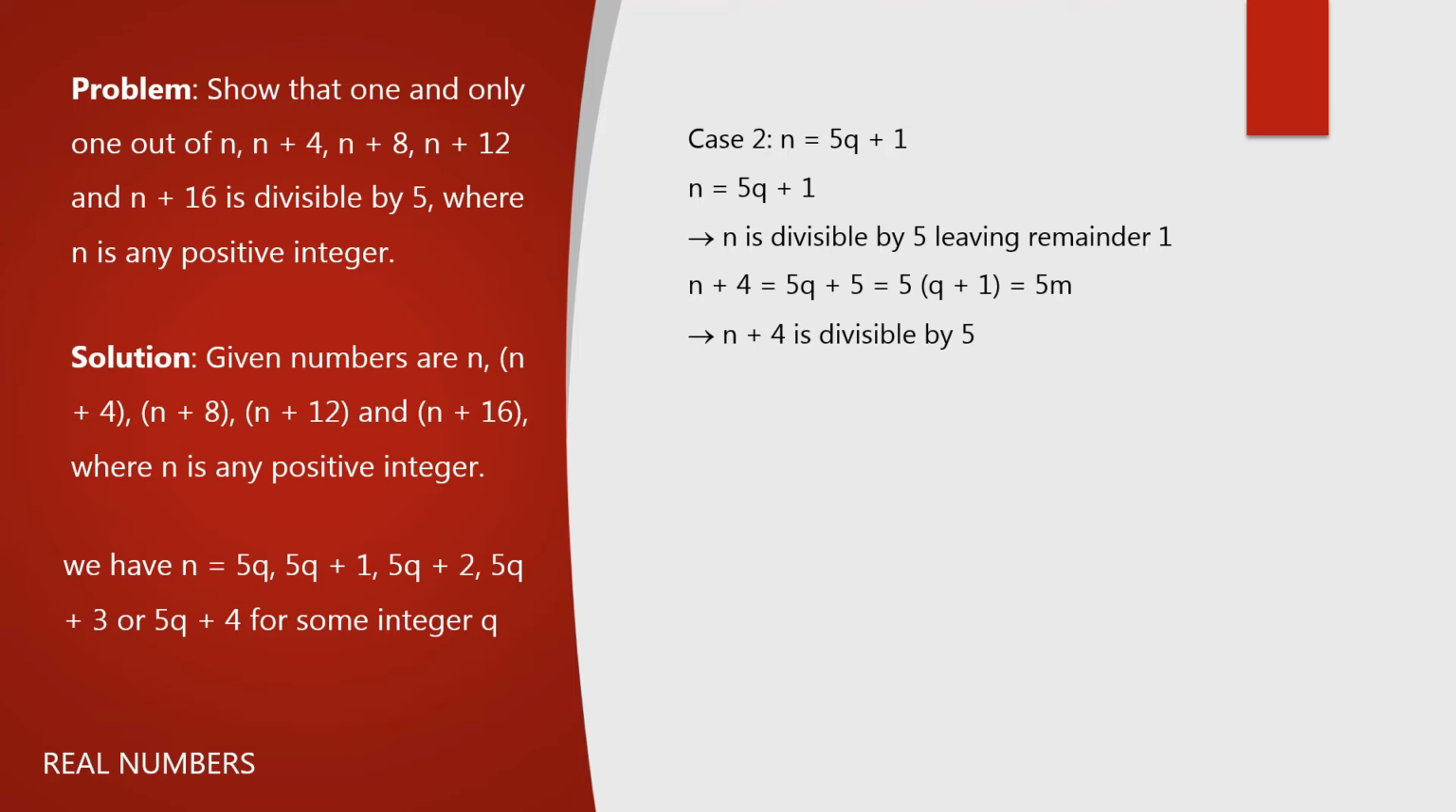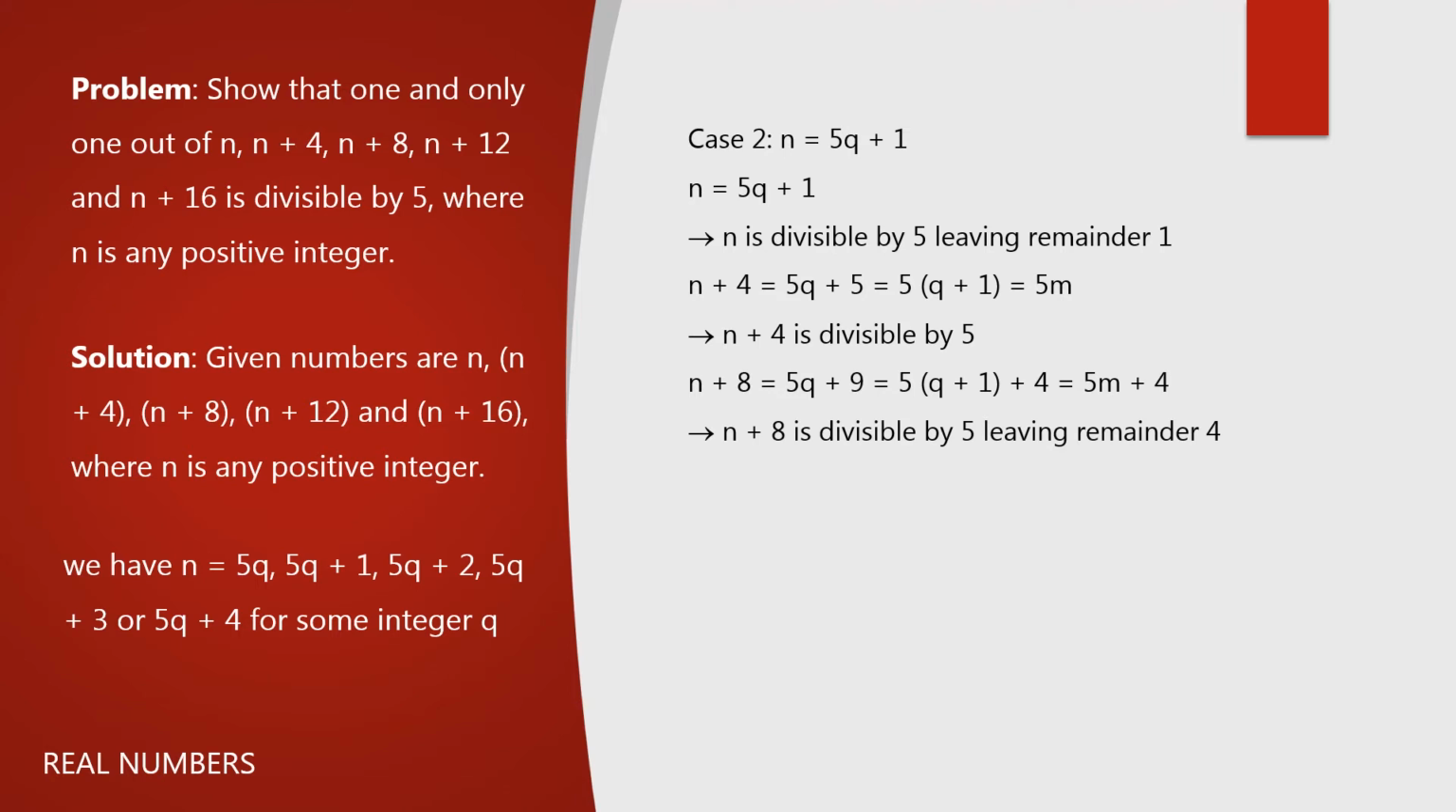This type of adjustment you should do whenever the remainder is more than or equal to the divisor. Here the divisor is 5, we got remainder 5, both are equal, but always the remainder should be less than the divisor. That's why you can take 5 common from these two terms, 5 into q plus 1. Now if I take q plus 1 as m, it looks like 5m plus 0, there is no remainder here. That means n plus 4 is divisible by 5, there is no remainder. Leaving remainder 0 means directly n plus 4 is divisible by 5.